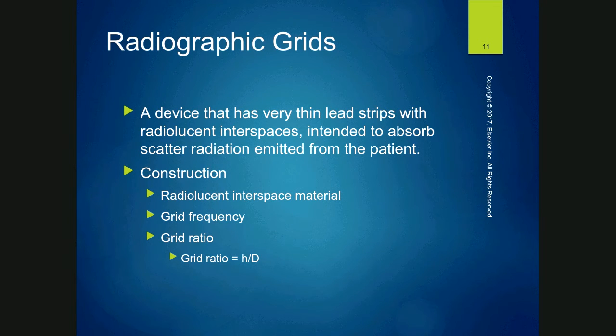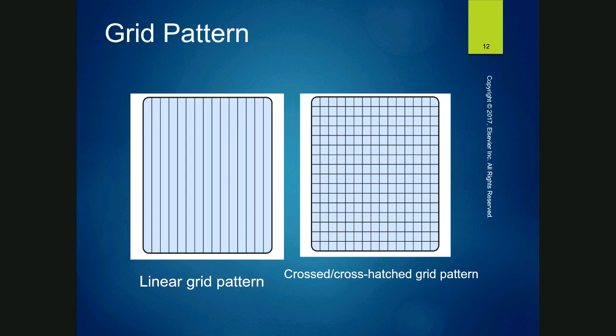Grids can either be linear or crossed/crosshatched. On an exam, I would probably just say crossed grid, but crossed or crosshatch mean the same thing. And that's kind of like that basket weave pattern, like it looks like over there on the right hand side of this PowerPoint. These are less common compared to linear grids.